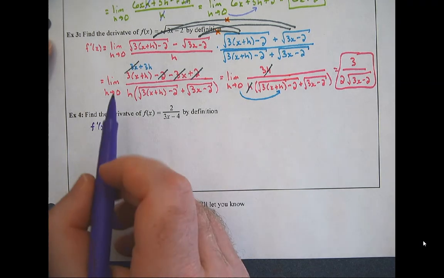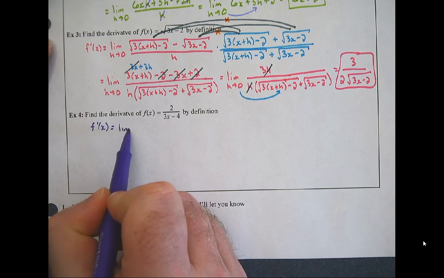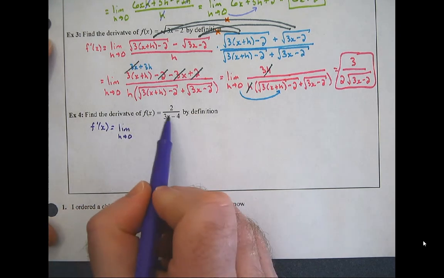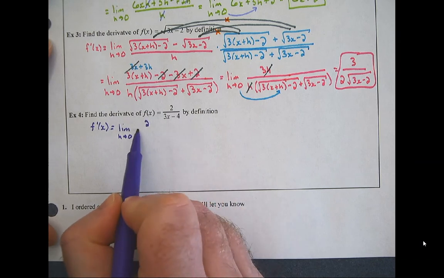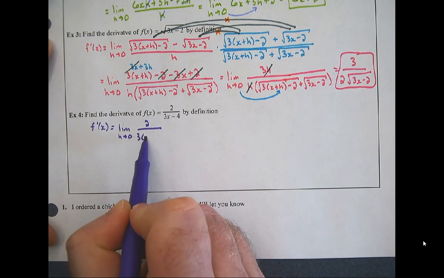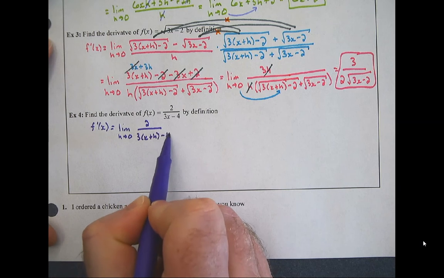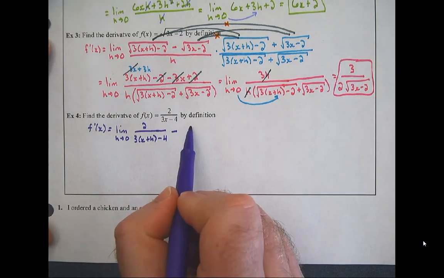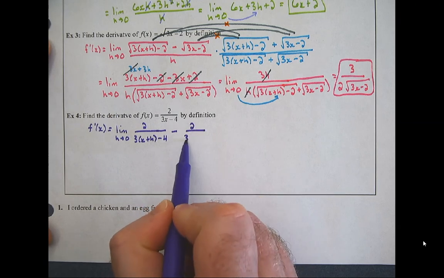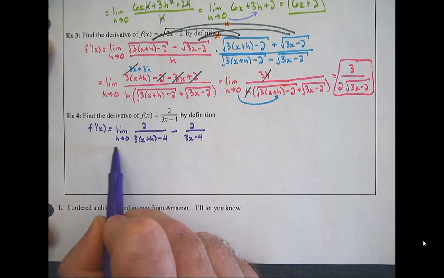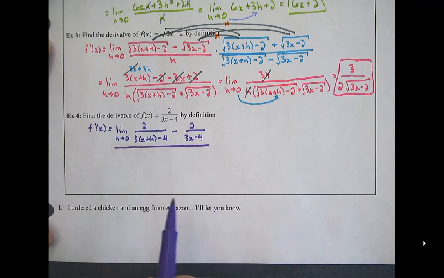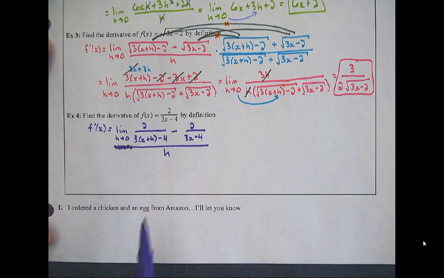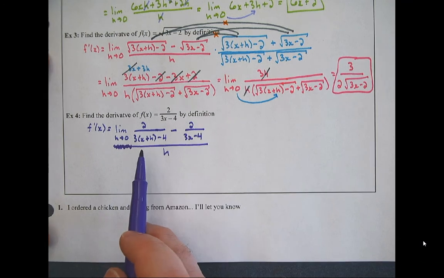All right, let's see how you did. So this would be the limit as h approaches 0 of f of x plus h, which would be 2 over 3 times the quantity x plus h minus 4, minus the function itself, 2 over 3x minus 4, over h. I wish I wouldn't have put that there. That does not belong.